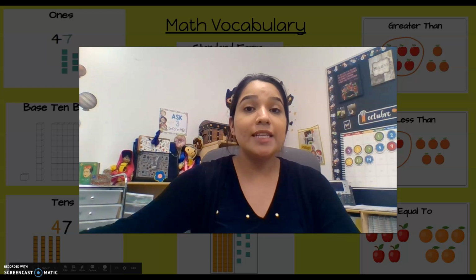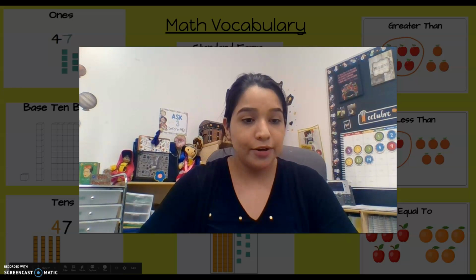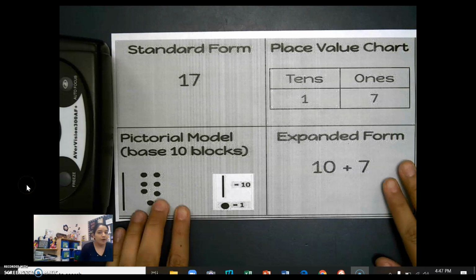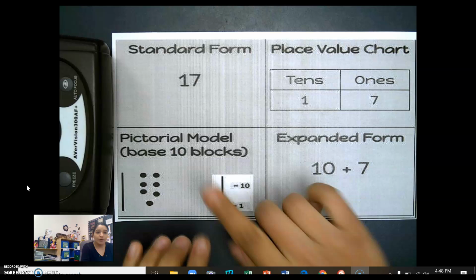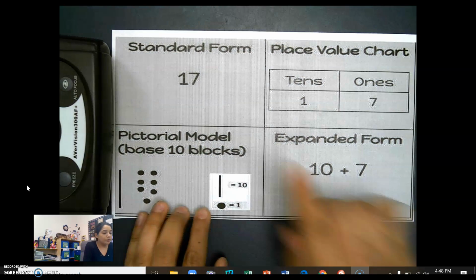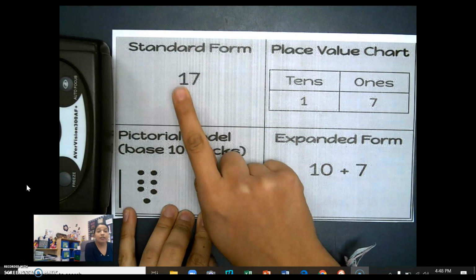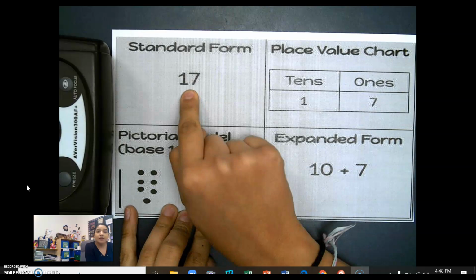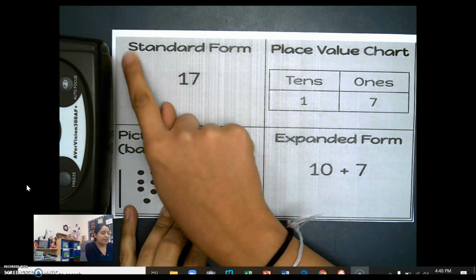Before we start our activity for today, I want to go ahead and review our anchor chart. Right here I have the anchor chart that y'all have already seen before. What we're going to do is go over the 4 different squares. So we have standard form. The standard form is the digit form. Right here we have the number 17, written in its digit form, so that is the standard form.